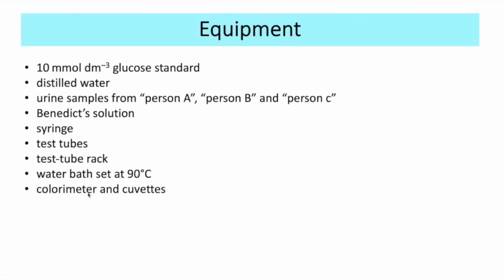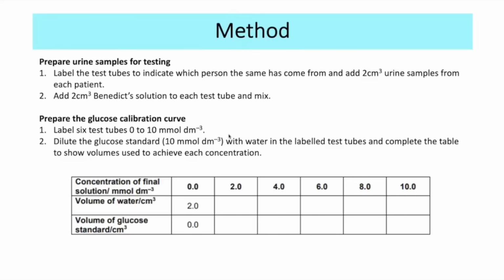So for the method, you do need this range of equipment, but you aren't expected to know that off by heart. This is just in case you're planning it. So you're going to have a range of different equipment to create your glucose standards, your urine samples from person A, B and C, where you're going to be testing to see whether they do have a concentration of glucose in their urine which would indicate that they are potentially diabetic. Stage 1 of the method would be preparing a urine sample for testing.